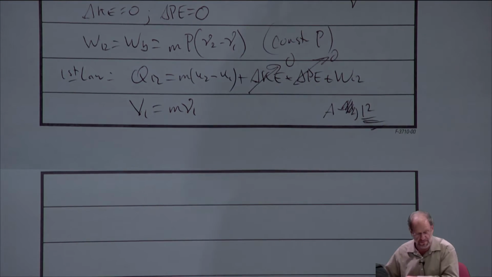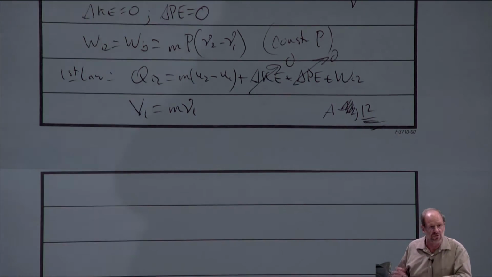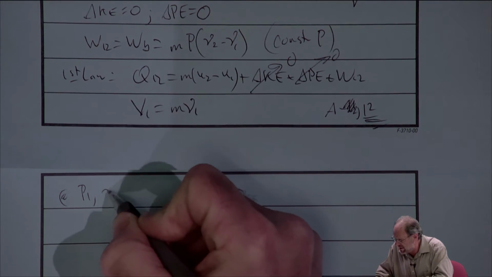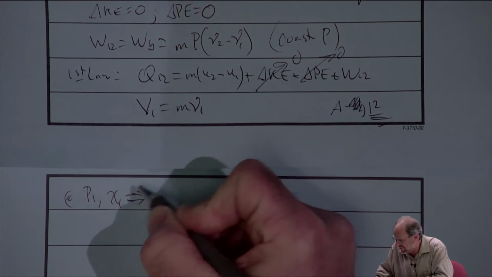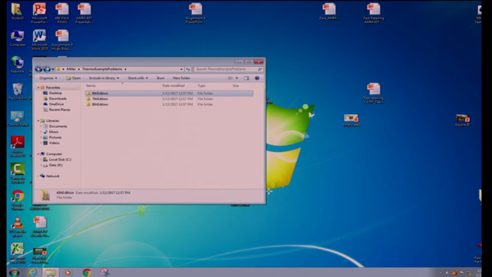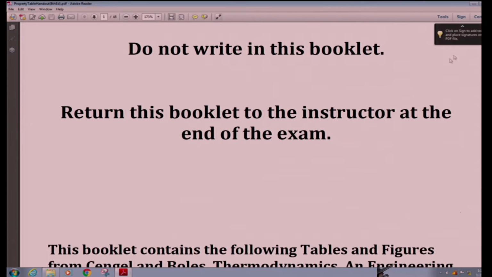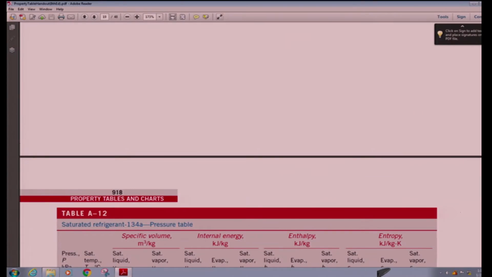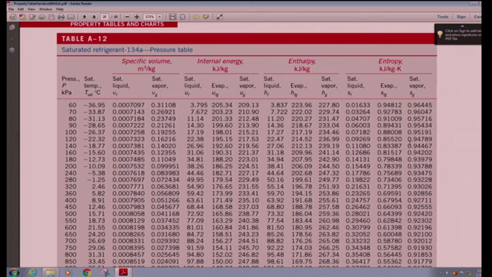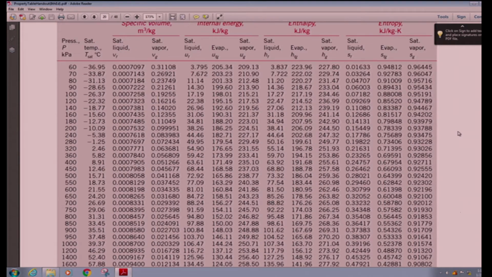Now we can work on this problem. So let's just find our thermodynamic property data first, and we'll start at state point 1. So at P1 and at the quality at 1, we go into table A12. Now let me get rid of the problem statement and put the property tables up. Okay, so here's table A12, the saturated R134A pressure table.